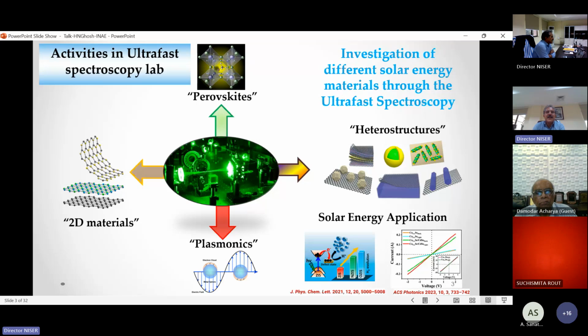These are a few of the materials I'm working on, and we also make heterostructures, which is what I'll be talking about today. The heterostructures are mostly made out of 2D TMDC materials. We have published a good number of papers. A lot of students got PhDs and did postdocs, and many of them are faculty in India and even abroad. A lot of students are still doing postdocs, and I am showing a few publications here.